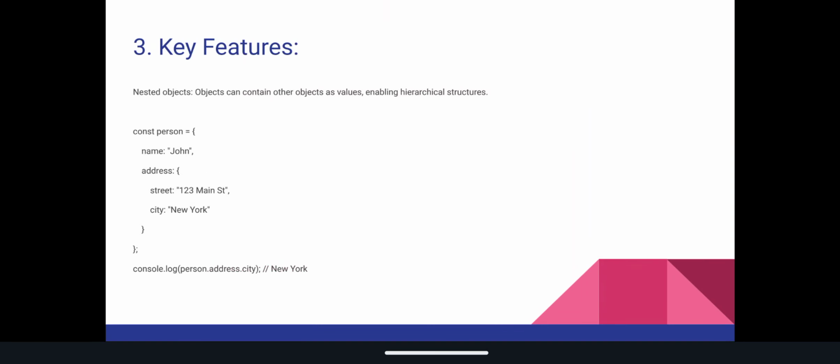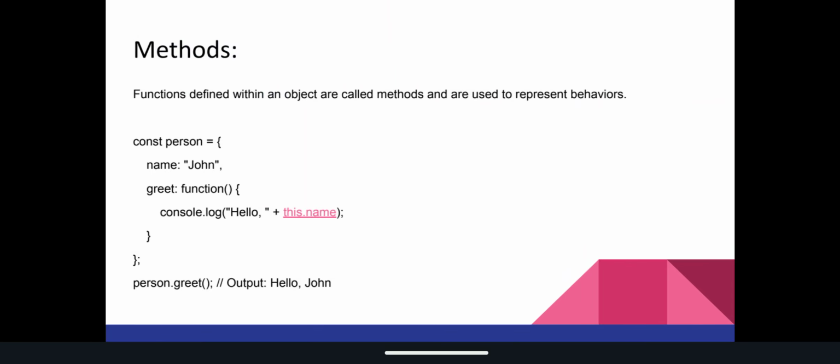Key features. Nested objects. Objects can contain other objects as values, enabling hierarchical structures. Here is an example for key features. Methods. Functions defined within an object are called methods and are used to represent behaviors. Here is an example for methods.